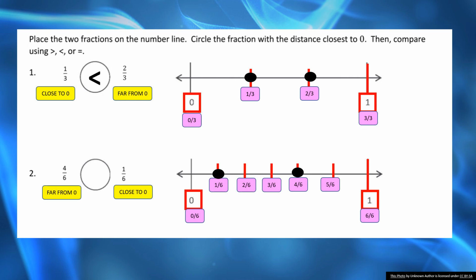Now we can go ahead and put our symbol in there as far as greater than, less than, or equal to. Now remember, the one that's close to 0 is the smallest one. So that means that 4 sixths is greater than 1 sixth because 4 sixths is far from 0. It's close to 1, which means it's bigger than 1 sixth. Now you may need to pause your video so that you can go ahead and make sure that your paper looks like my screen.